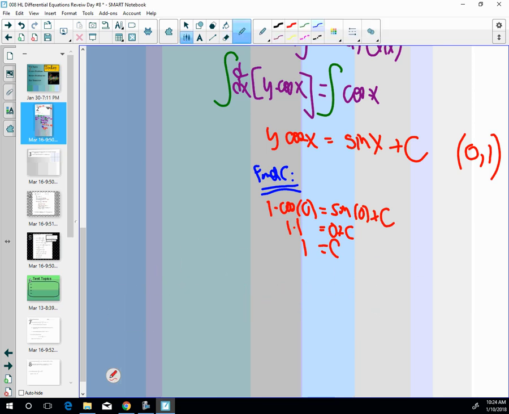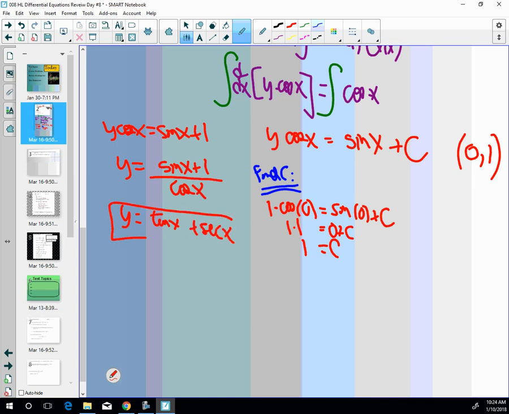So my final answer is almost here. Y cosine x equals sine x plus 1. And y will be sine of x plus 1 over the cosine of x. By the way, that is sine x over cosine x is tangent, and 1 over cosine is secant. That's what your answer is. Yes?